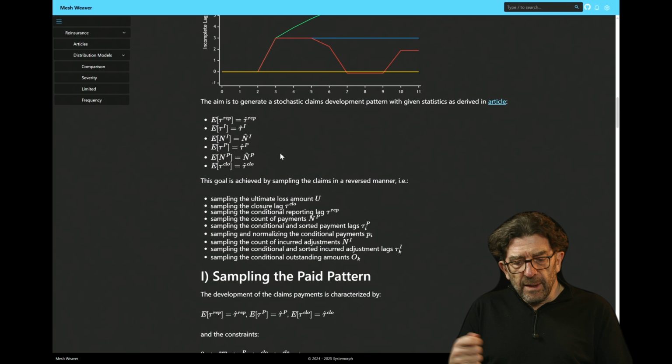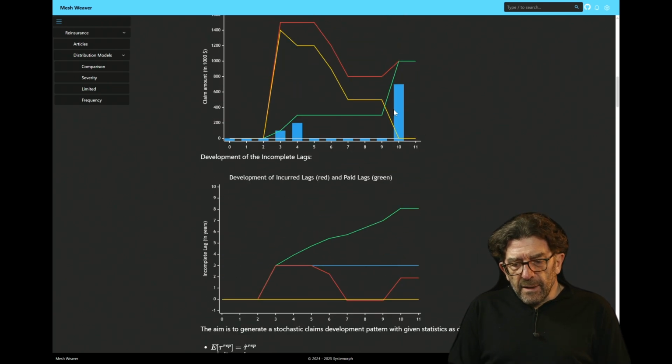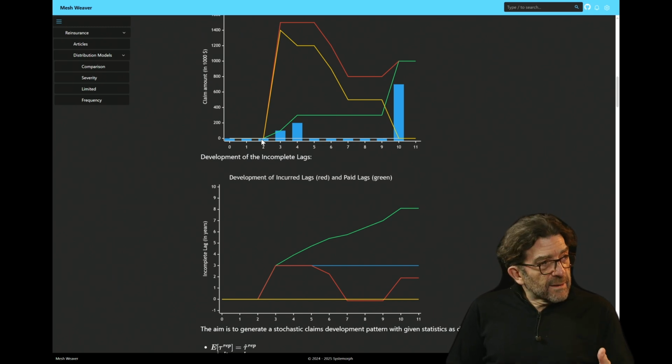You have to make sure that the amounts, if you aggregate them, end up with the ultimate which you have sampled before. So let's assume we have all the payments. So we have here these blue bars. This defines the paid amount over time. And of course, the incurred has to be higher than this. So it's a lower bound for the incurred.